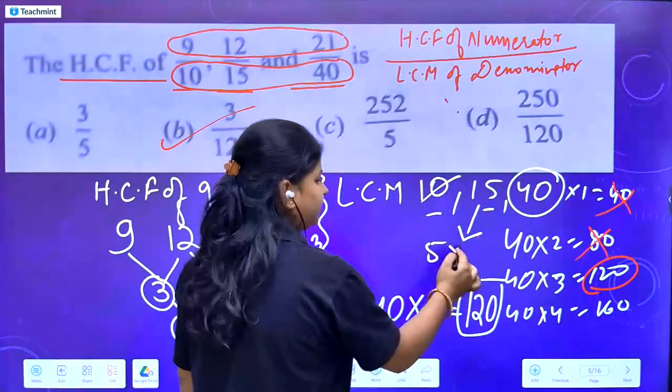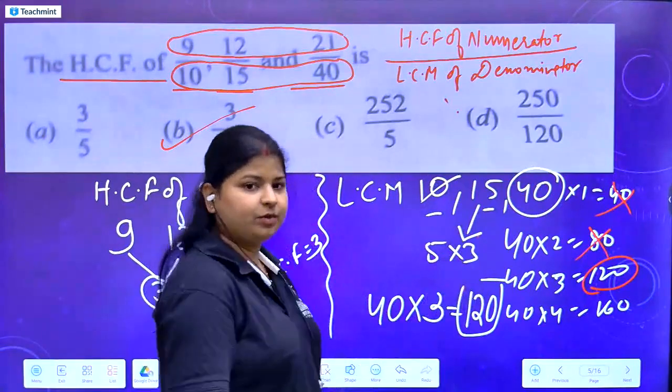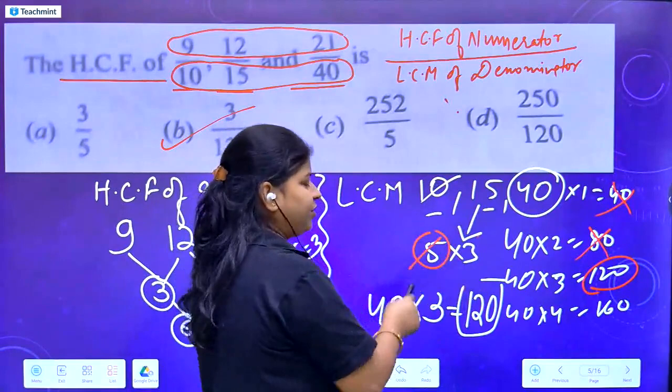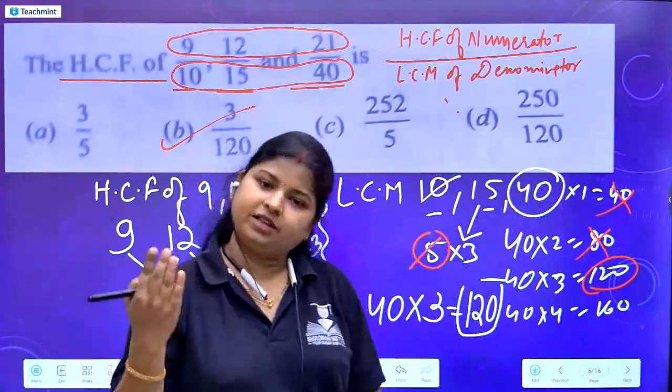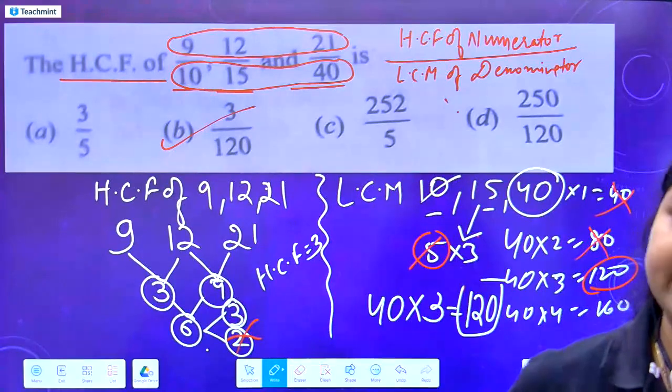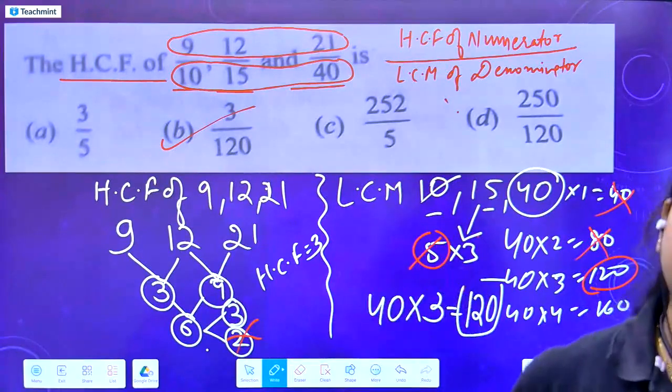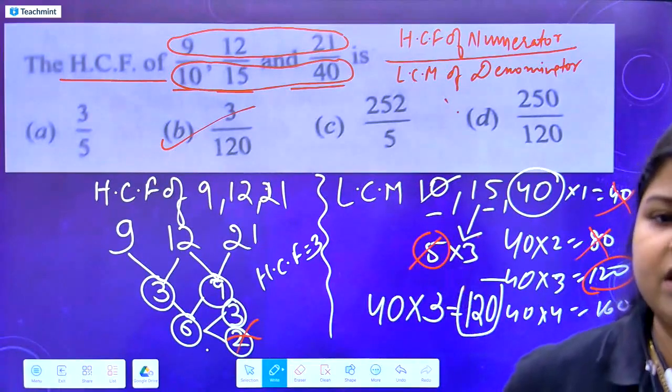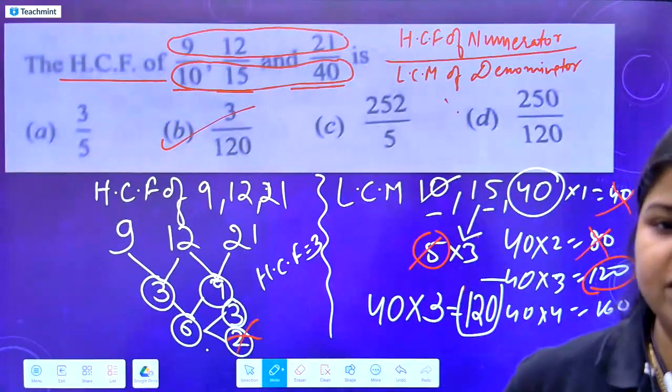Write 5 into 3, doesn't matter. Remove this 5 because 5 is divisible by 40. Then also you have to multiply 40 by 3. Doesn't matter if you write 5 into 3 or 3 into 5, it has nothing to do with it. Okay, Ajesh?